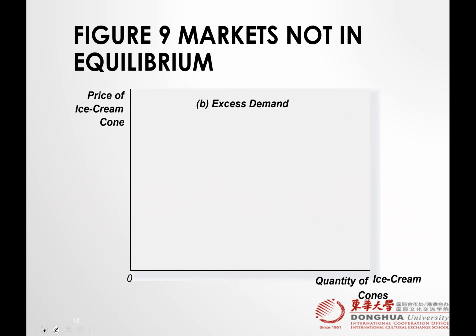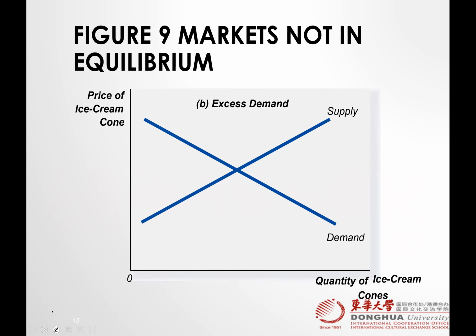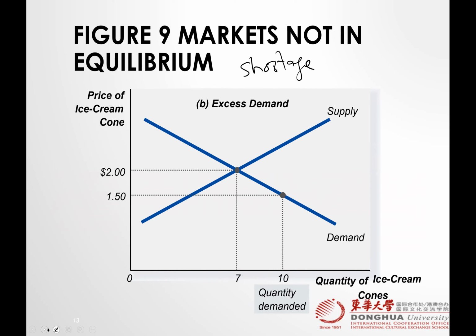And then we talked about the excess demand, which we call shortage. And shortage means the market price is below the equilibrium price. What will happen? You see, the quantity supplied, which is on the supply curve, is 4 and quantity demanded is 10, which means quantity demanded is greater than quantity supplied. We have shortage.